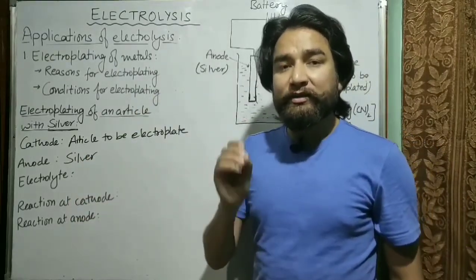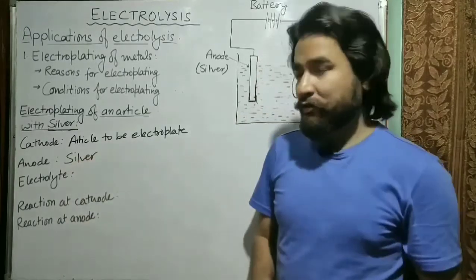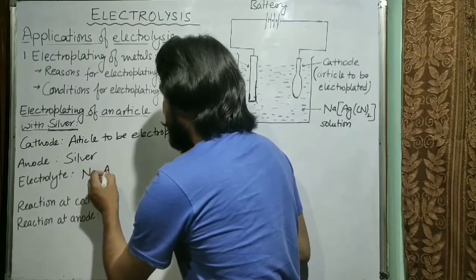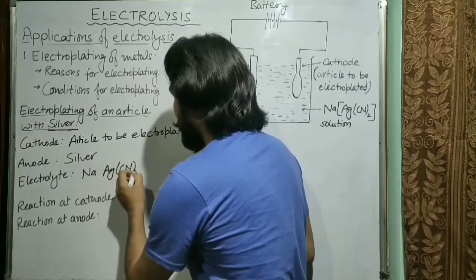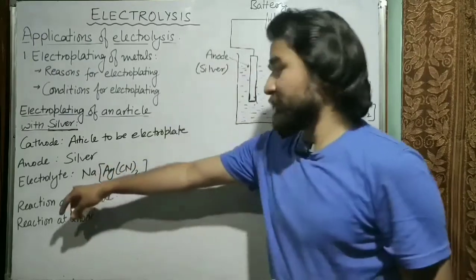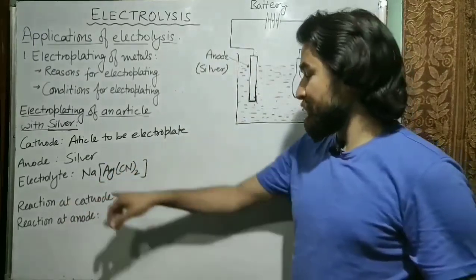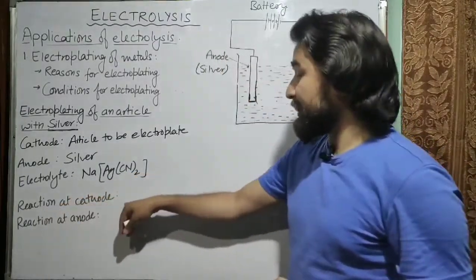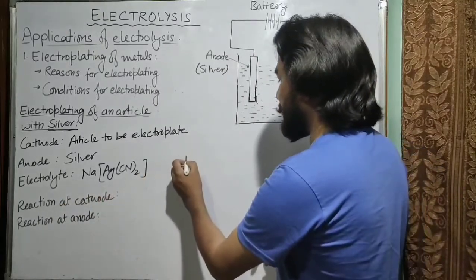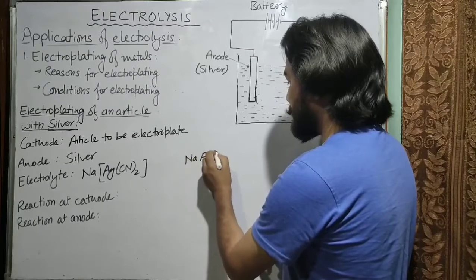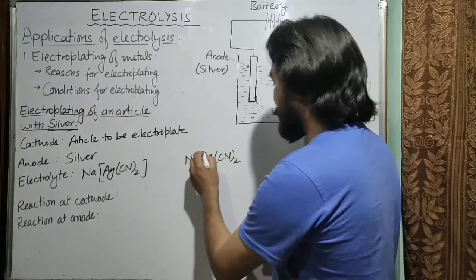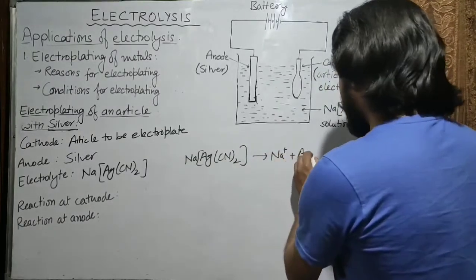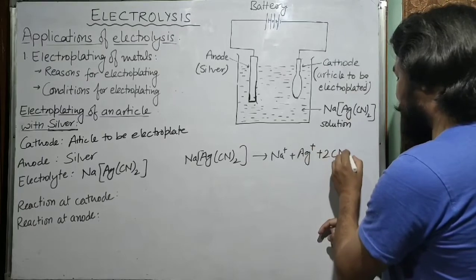The electrolyte must be a salt of silver. So we will use sodium argentocyanide, that is Na[Ag(CN)2]. So this is the electrolyte which is being used for electroplating. And then the reaction at the cathode. You know that the electrolyte Na[Ag(CN)2] will give us Na+, then Ag+, and then cyanide ion.